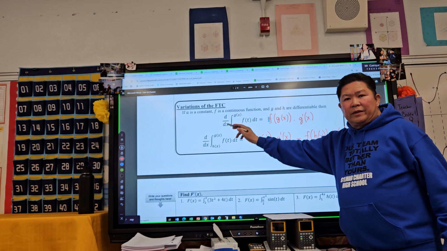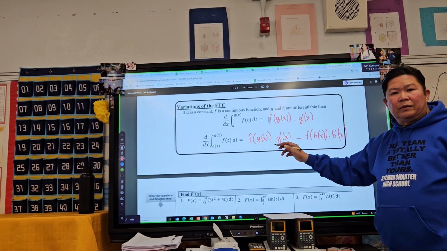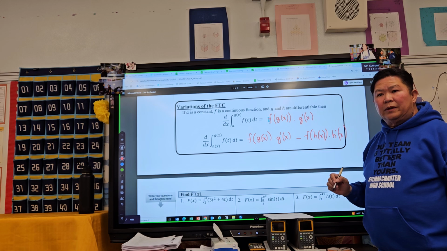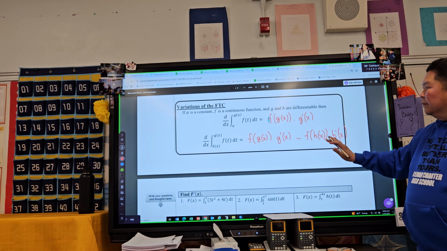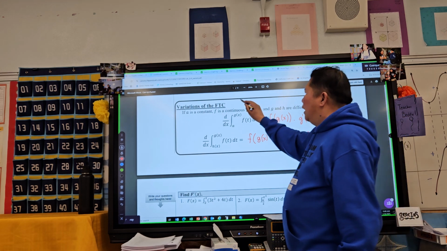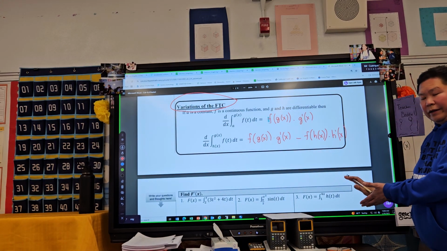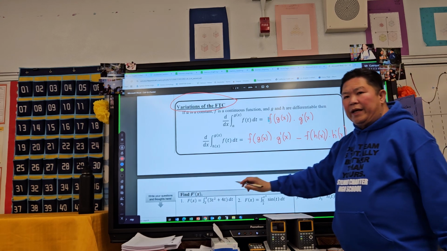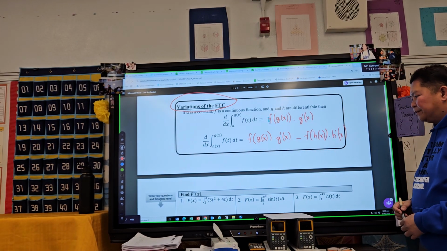So h of x is the lower limit and g of x is the upper limit, so you have to do the upper minus the lower. Clear, guys? Now, is the variation of the FTC clear? So let us apply that here. It says find f prime of x.